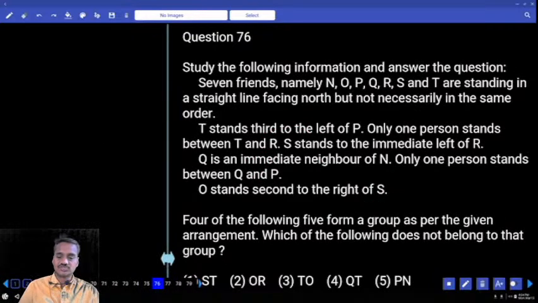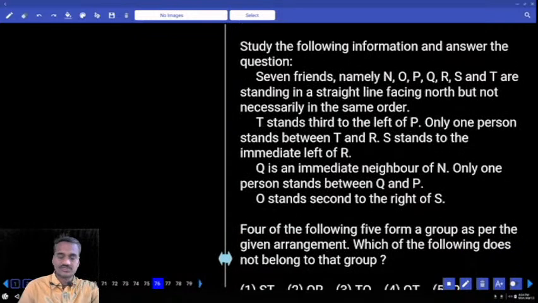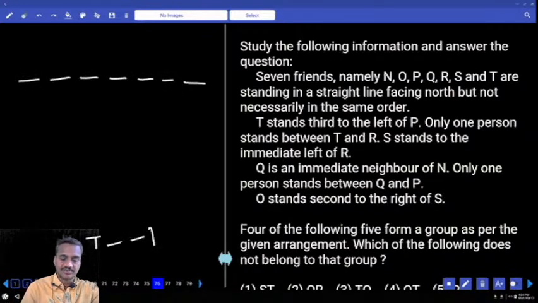Then 76 to 80, there are some 7 friends. They are standing in a straight line facing towards north. 7 persons are standing in a straight line facing north, 1, 2, 3, 4, 5, 6, 7. Then T stands third to the left of P. That means in between T and P, there must be exactly 2. Only 1 person between T and R.